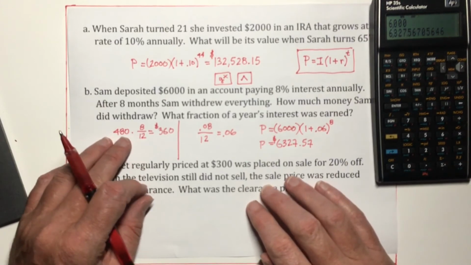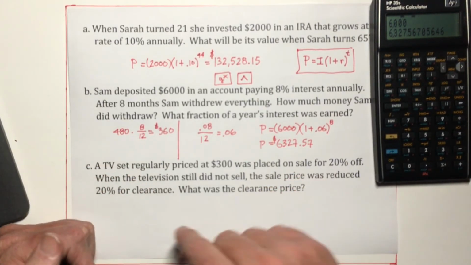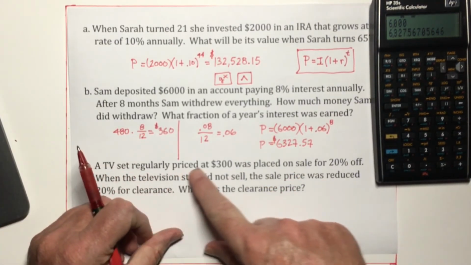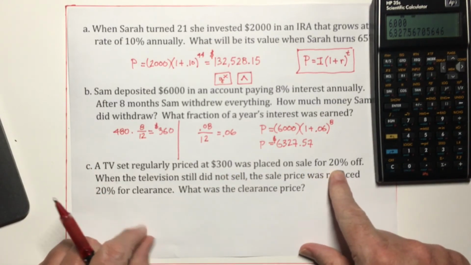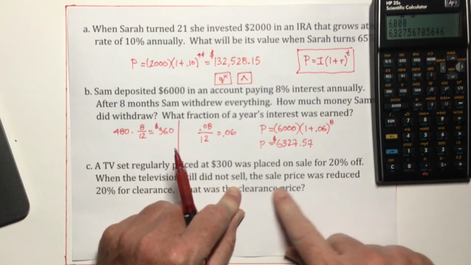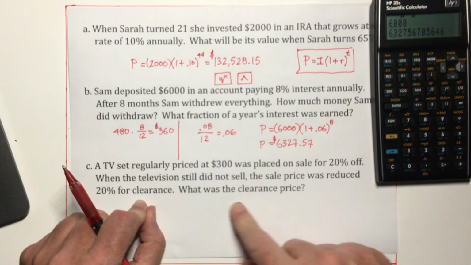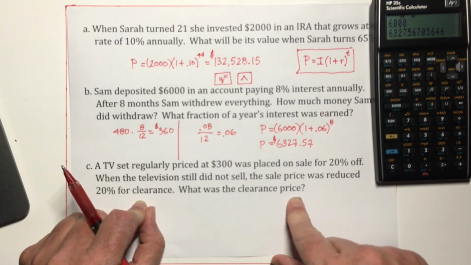All right. Let me know if you have any questions about that, obviously. All right. A TV set regular price of $300 was placed on sale for 20% off. When the television still did not sell, the sale price was reduced 20% for clearance. What was the clearance price?